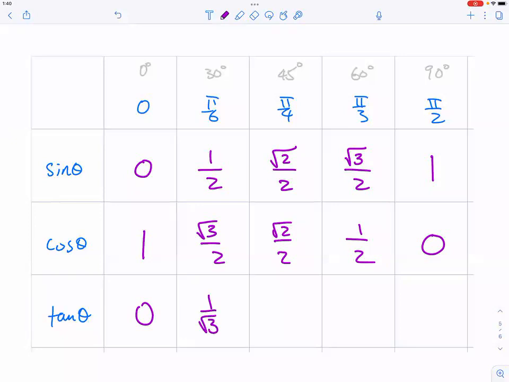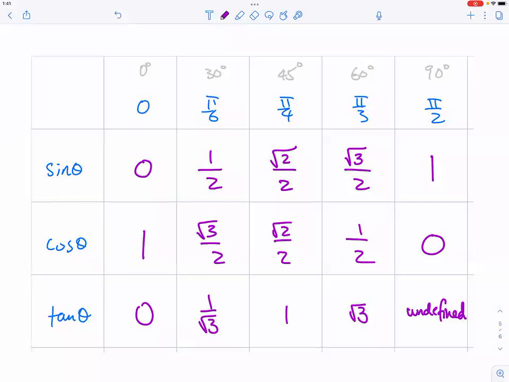1 over root 3. I will keep it like this for the moment. I know I need to rationalize this, but I will keep it like this because it helps my memory. Same number dividing each other, 1. Root 3 over 2 over 1 over 2, that's root 3. And last one, 1 over 0. Undefined.